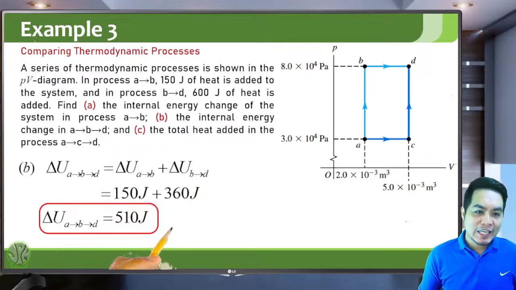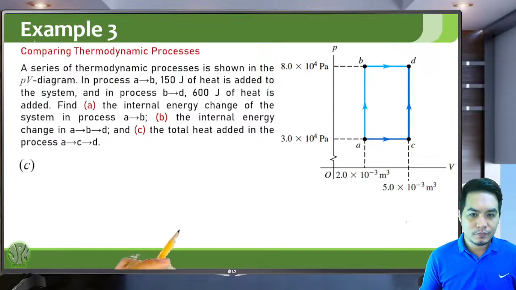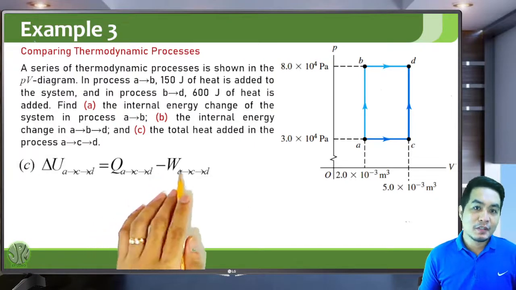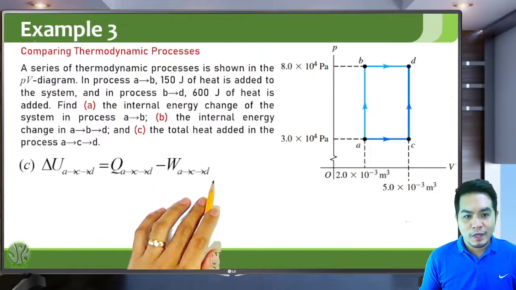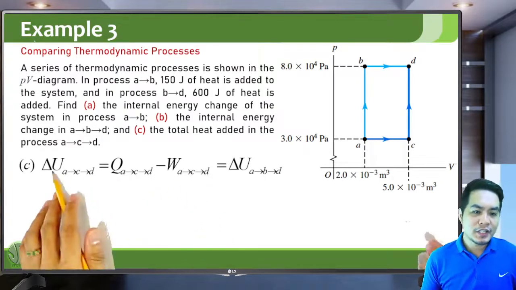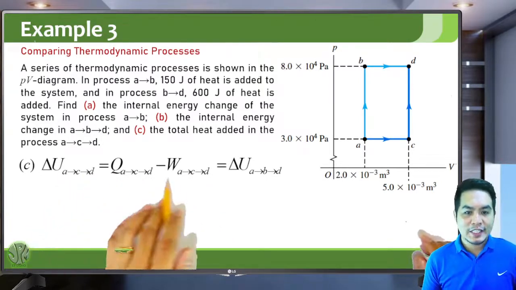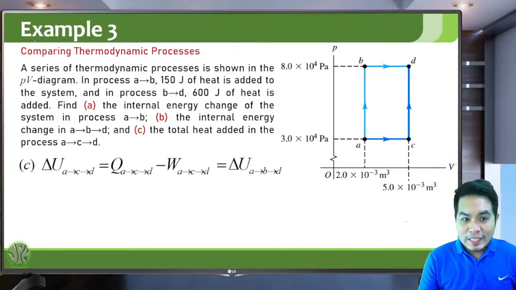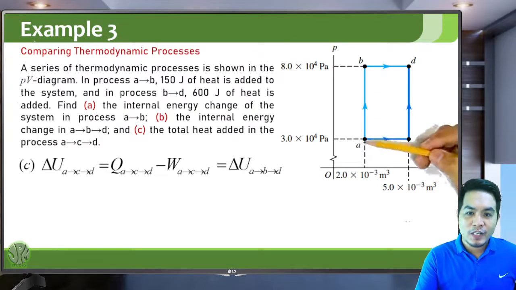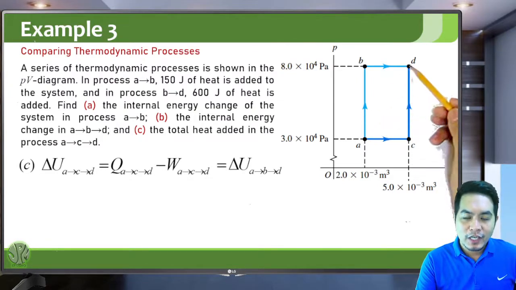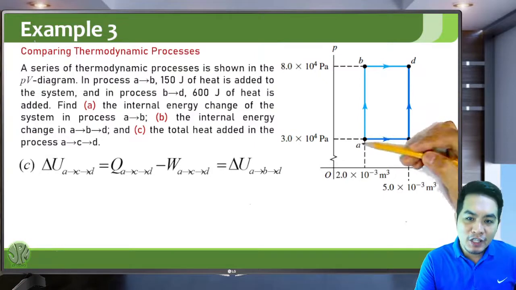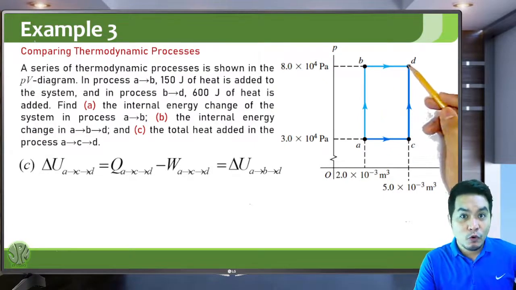Now, letter C, the total heat added in the process A to C to D. It's just the heat absorbed in the process A to C to D minus the work done in the process A to C to D. But the change in internal energy from A to C to D is just equal to the change in internal energy from A to B to D. Why? Because the change in internal energy doesn't depend on the path. Only the work and heat depend on the path. So the change in internal energy from A to D, it doesn't matter if you go from A to B to D or A to C to D. If the initial state is A and the final state is D, it will always be the same.